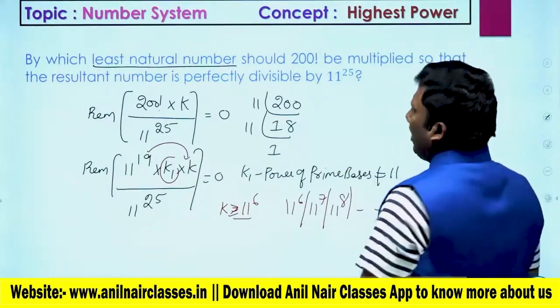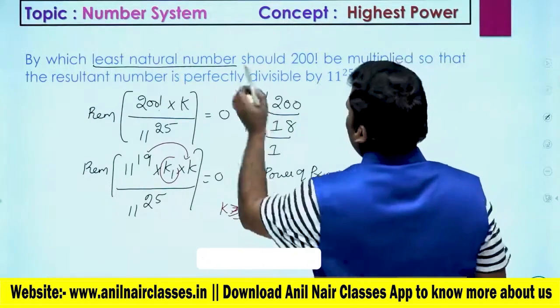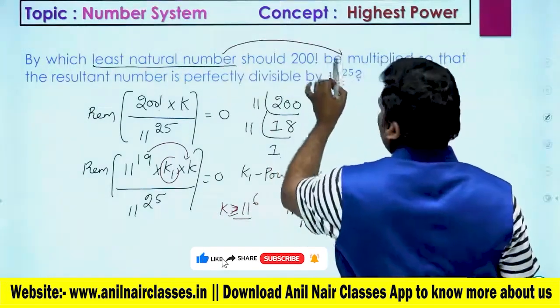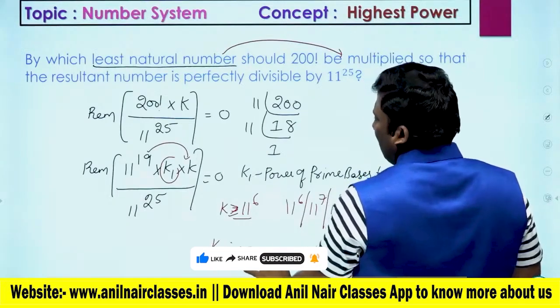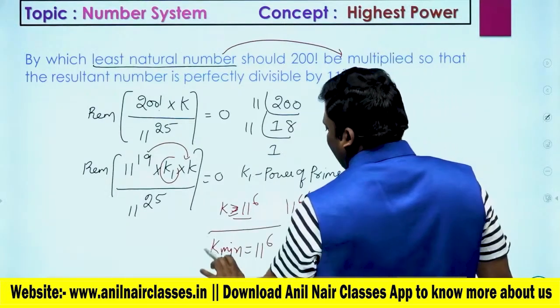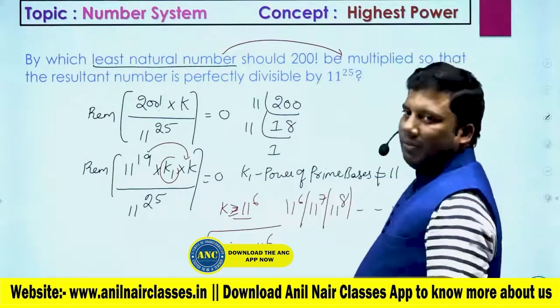What is the question? By which least natural number should it be multiplied? What will be the minimum value of k? The minimum value of k will be 11 power 6.